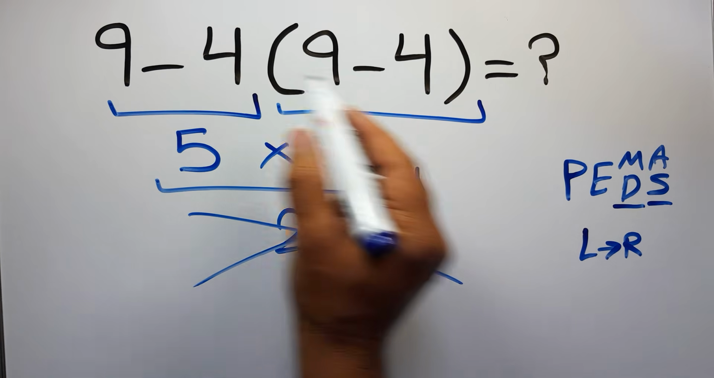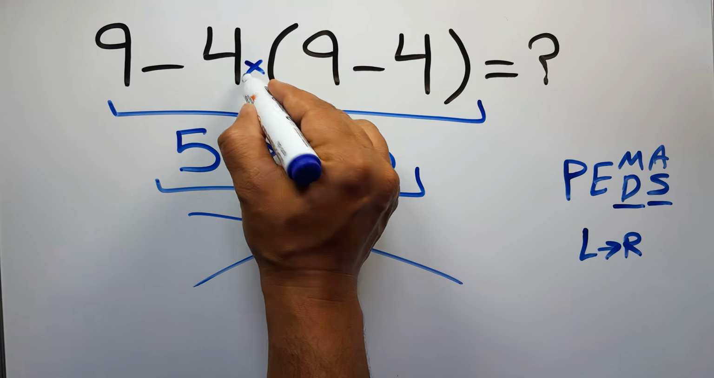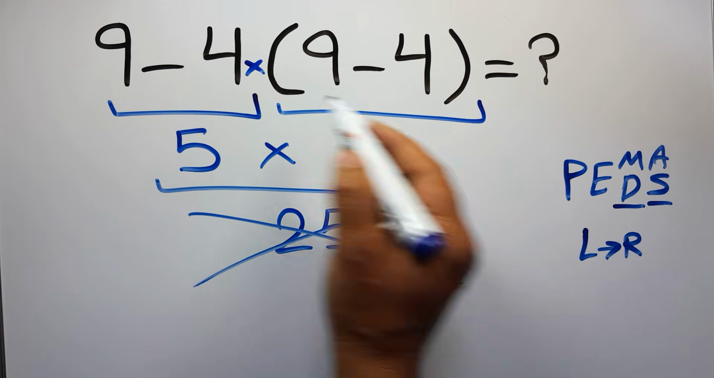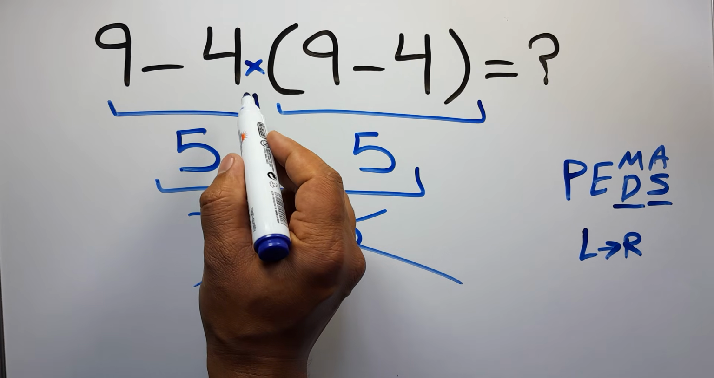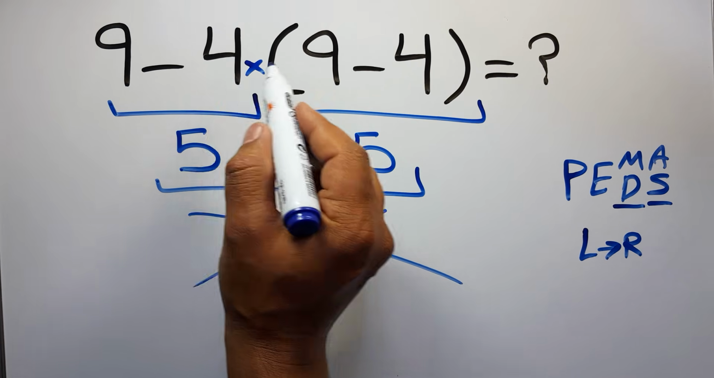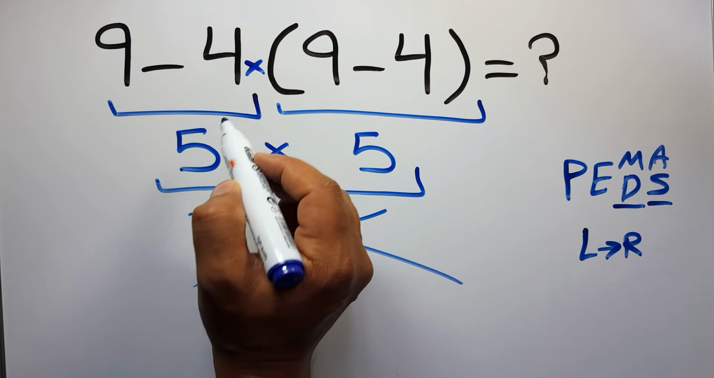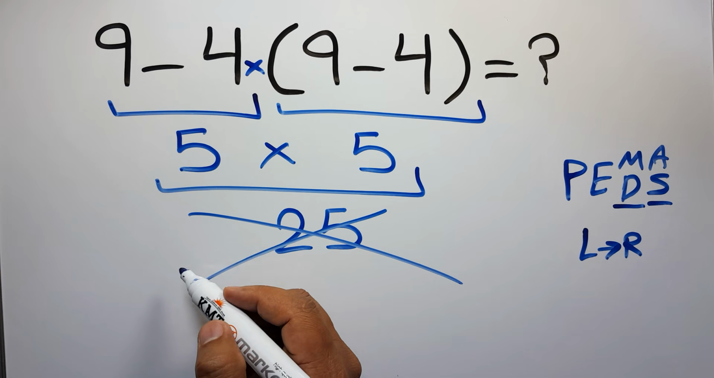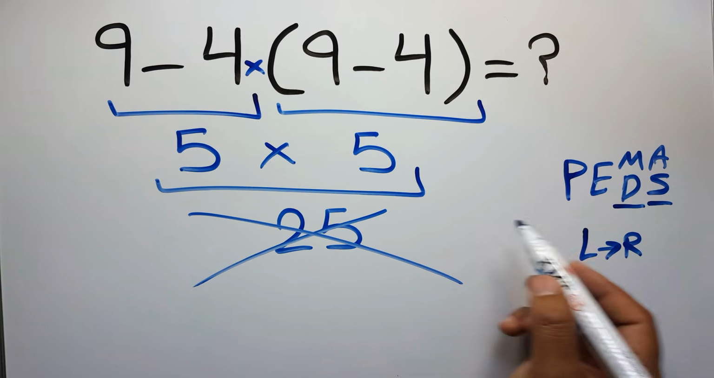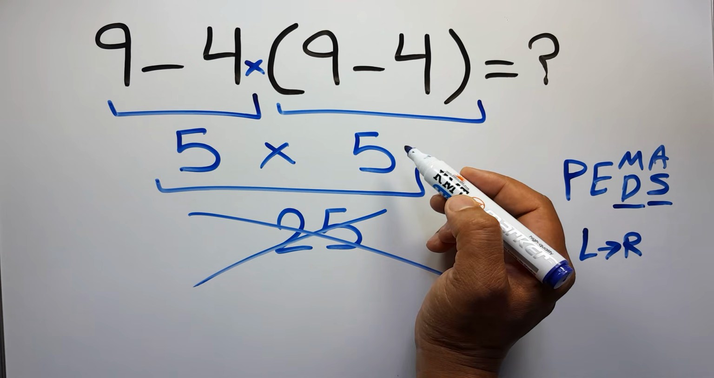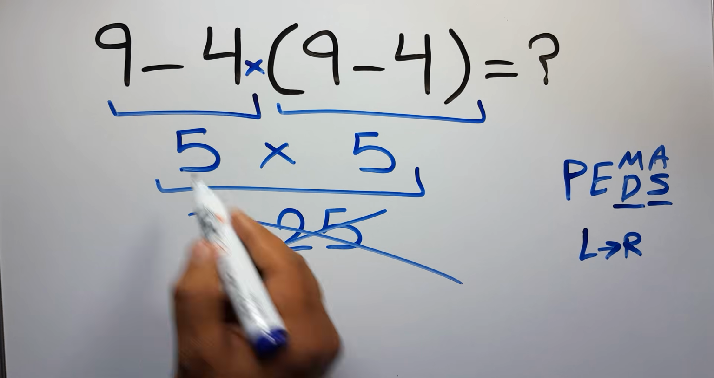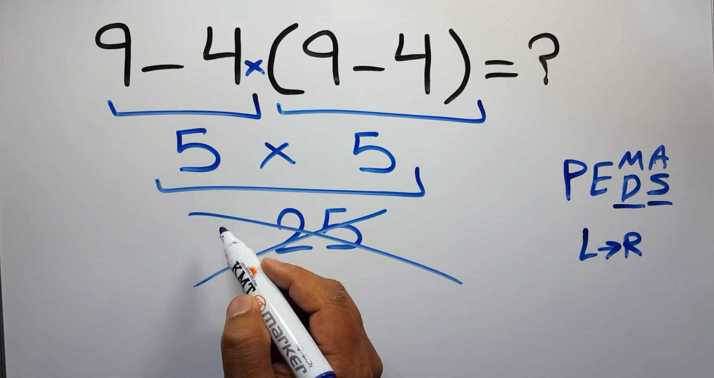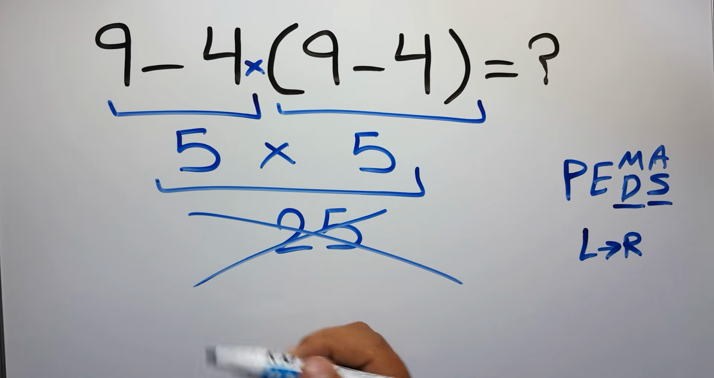In this expression, we have one subtraction, one multiplication, and one parenthesis. Inside this parenthesis, we have one subtraction. Here we have a multiplication because in mathematics, when a number is placed next to parentheses, it means multiplication. And we usually don't write the multiplication sign for brevity. Okay, so according to PEMDAS, first we have to do this parentheses, then this multiplication, and finally this subtraction. If we do this subtraction before this multiplication or this parentheses, it is wrong.